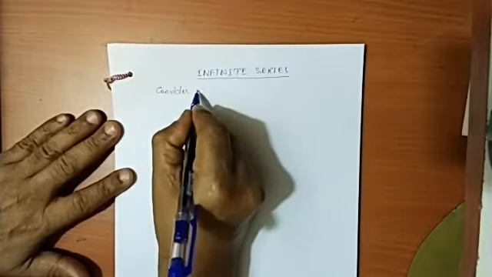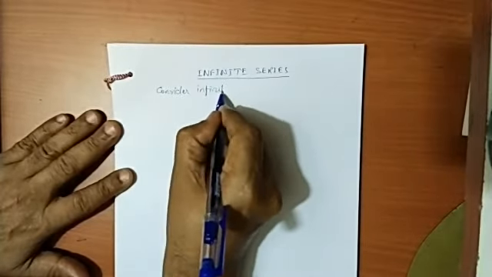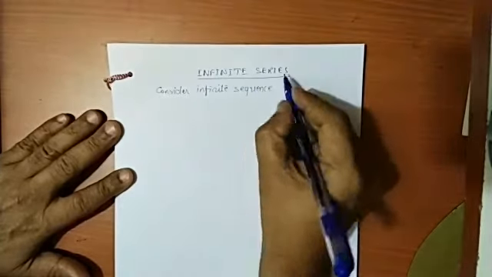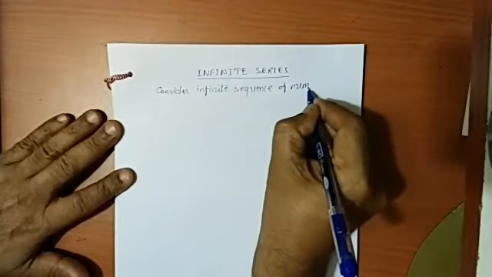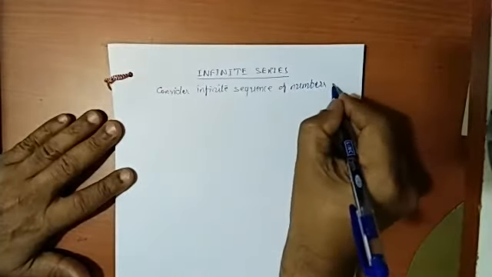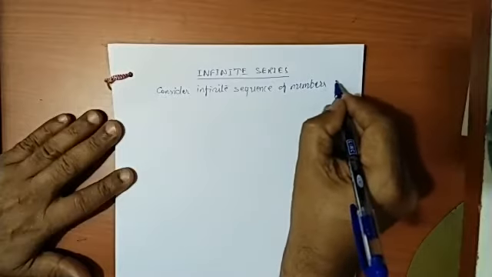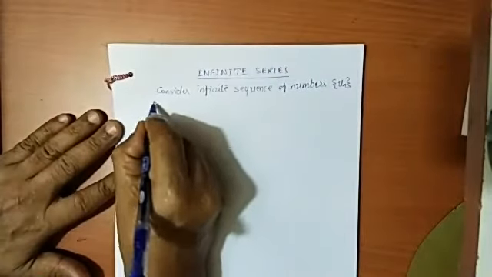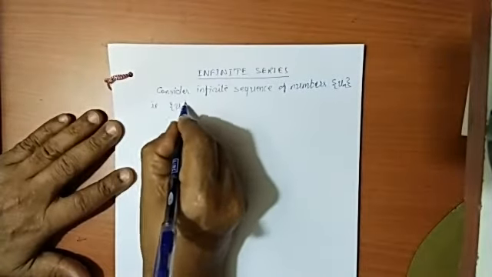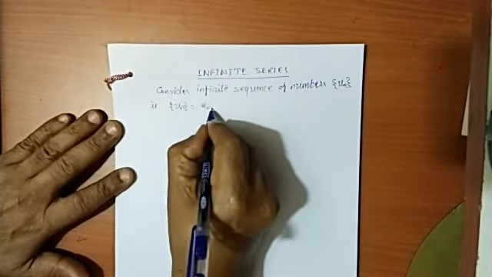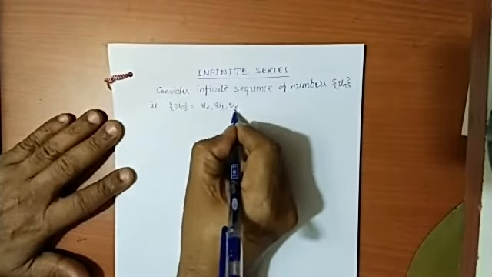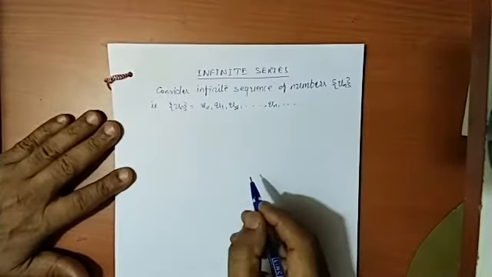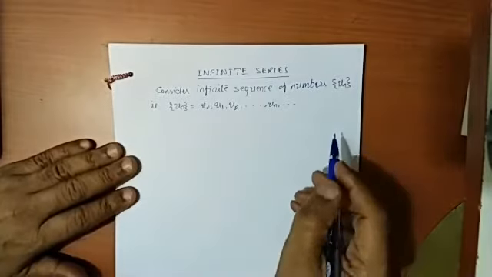Consider an infinite sequence of numbers, say un. That is, un is equal to u0, u1, u2, and so on, un, and so on. It goes up to infinity. So this is the sequence of numbers.